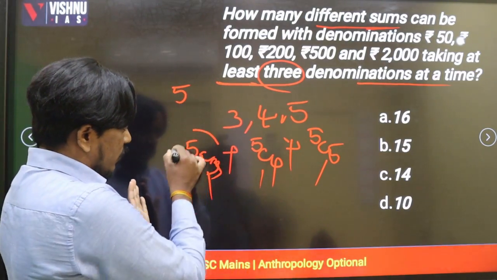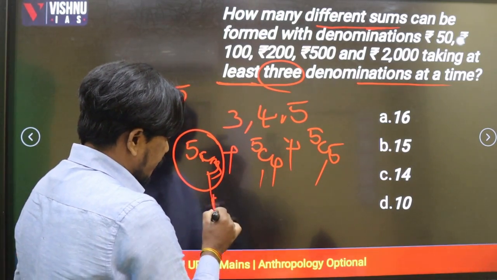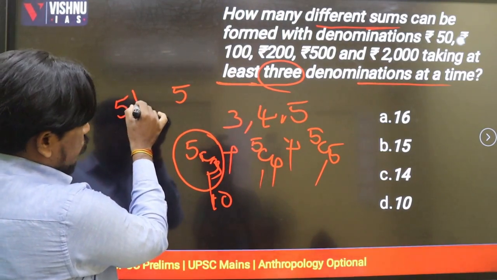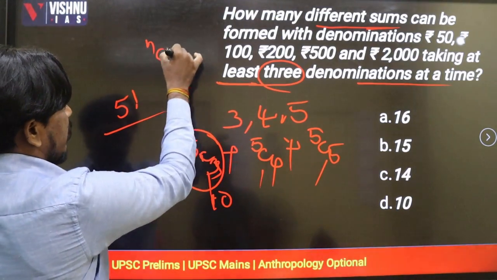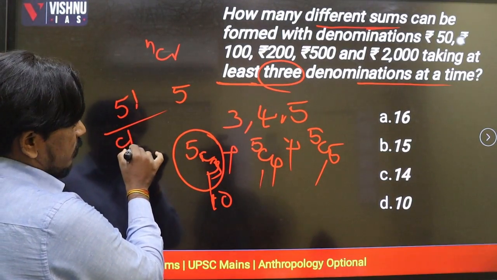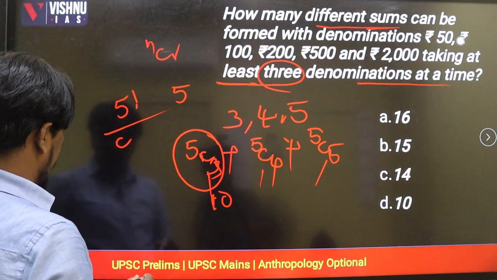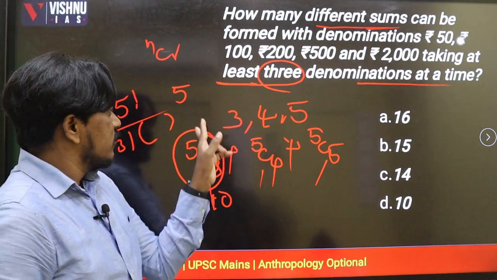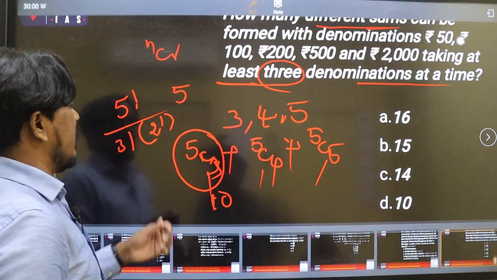If you want to simplify, take the formula for this one. What value are we getting directly? Here we will get 10. For simplification, take the NCR formula: n factorial divided by r factorial, then (n minus r) factorial. So 5 factorial divided by 3 factorial into (5 minus 3), that is 2 factorial. Simplify based on this.